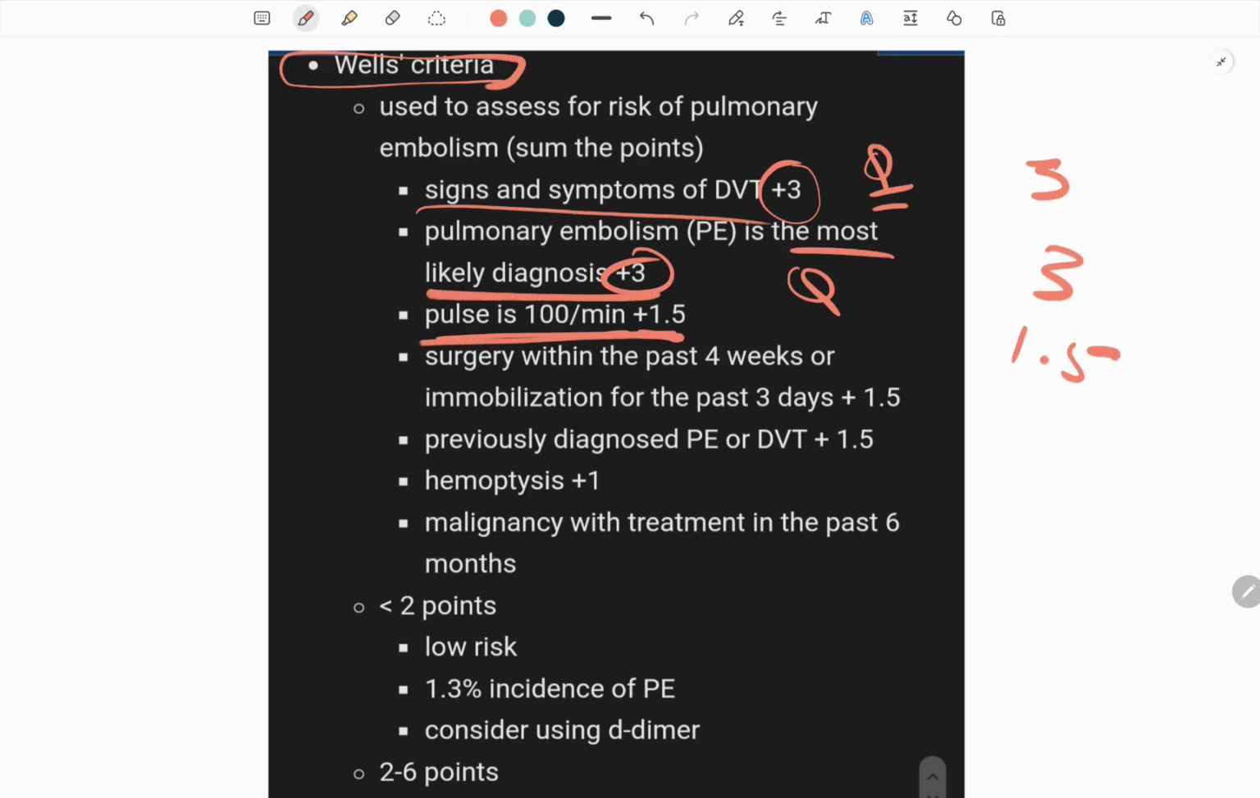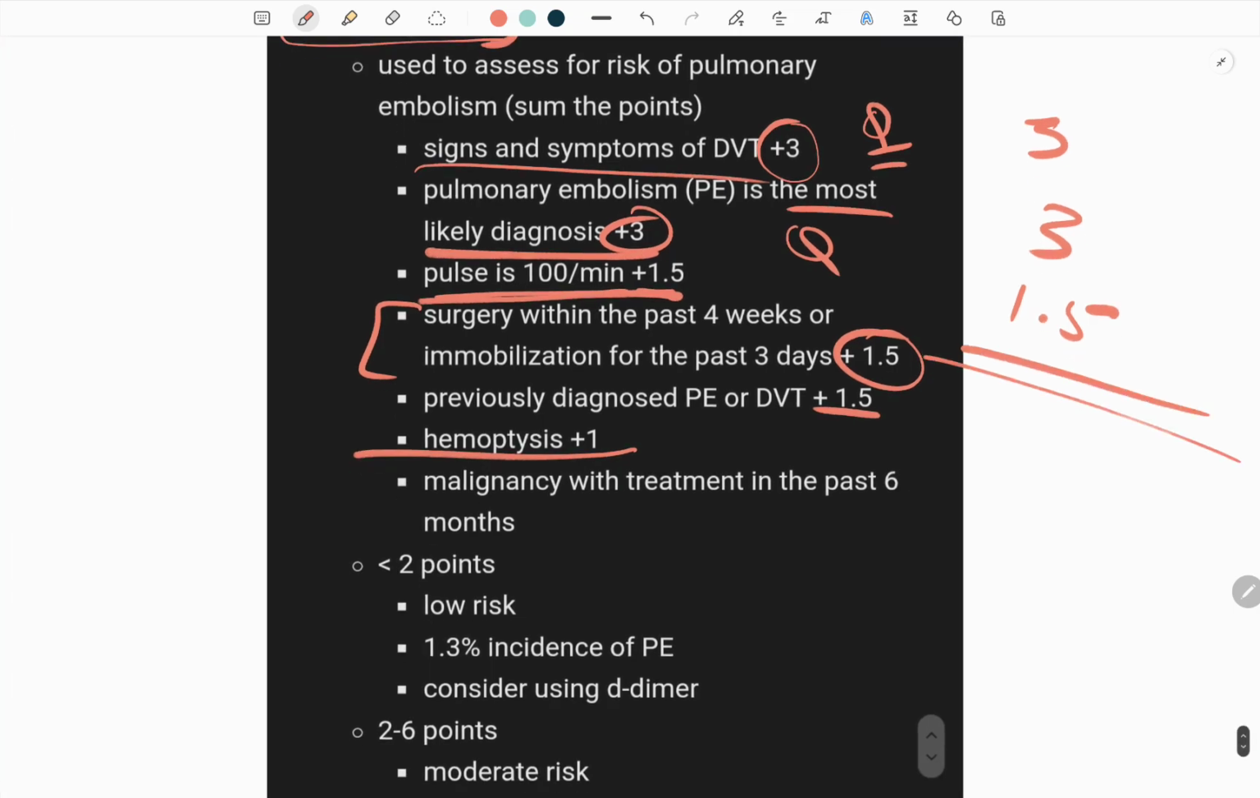Surgery within 4 weeks or immobilization for the past 3 days is uncertain, so let's not give the point here. Usually we give 1.5. Previously diagnosed PE, pulmonary embolism, or DVT, you can give 1.5 points more. In our patient, it was not the case. Hemoptysis, you give 1 point, which is not in our patient. Malignancy with treatment in the past 6 months, which was not in our patient. So the total here would be 7.5.